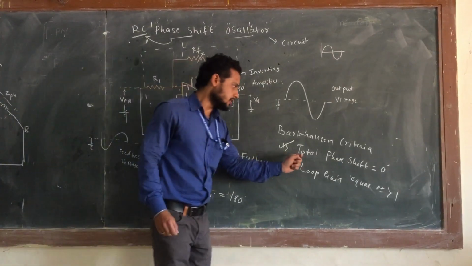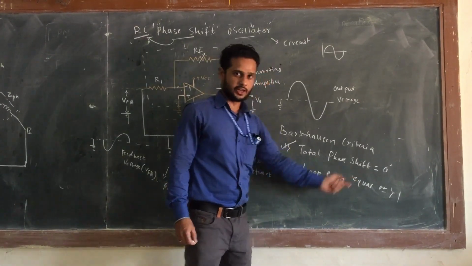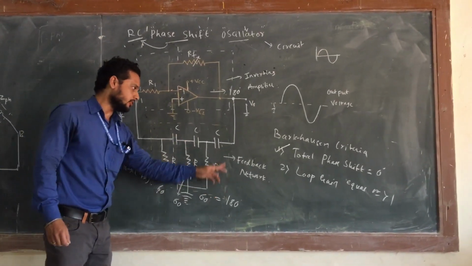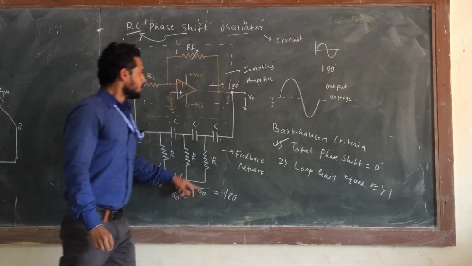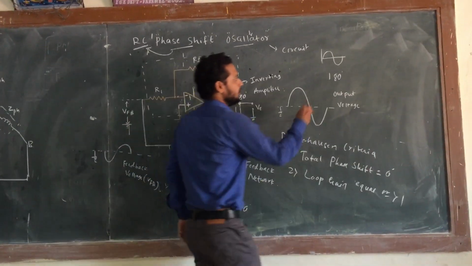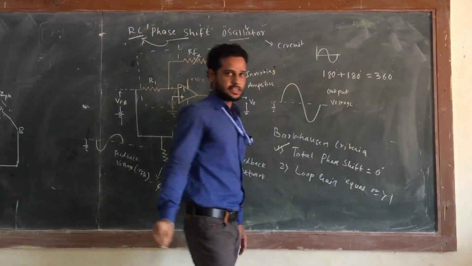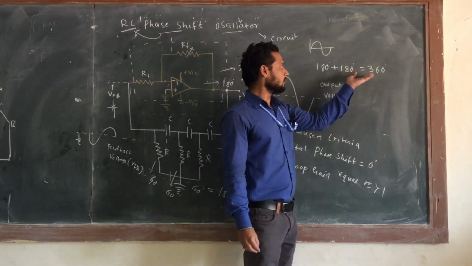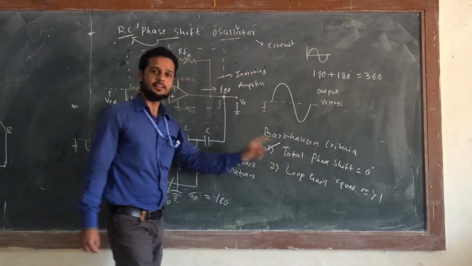Now what is the first condition? The total phase shift around the circuit must be equal to 0 degree. Now check whether you got a phase shift of 0 degree or not. The feedback network will produce a phase shift of 180 degree. This amplifier, which is in inverting configuration, will produce a phase shift of 180 degree. Now the total phase shift is how much? 360 degree. Now you can say that the first condition is being satisfied. The total phase shift is 360 degree, that is nothing but 0 degree. The first condition is being satisfied.